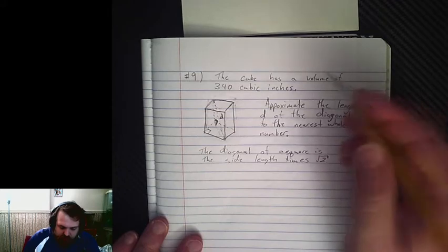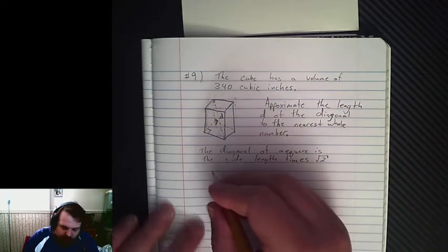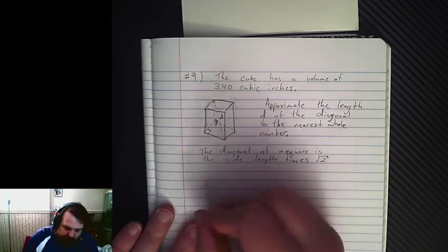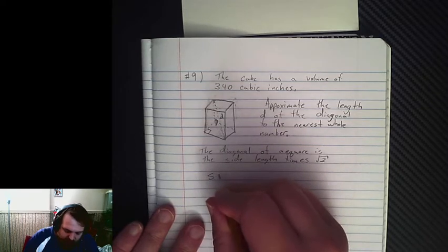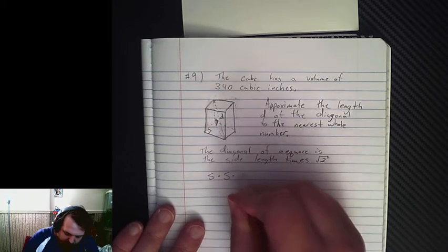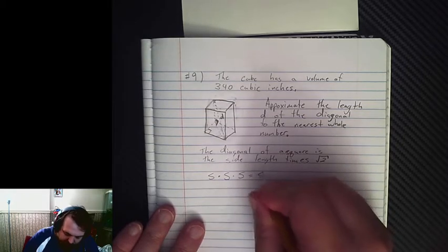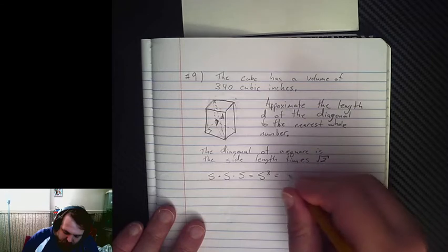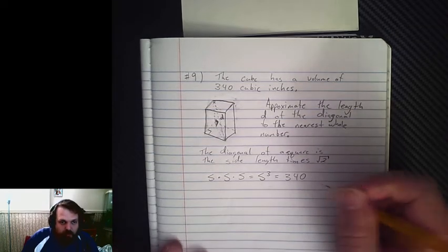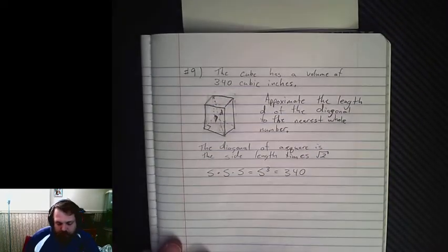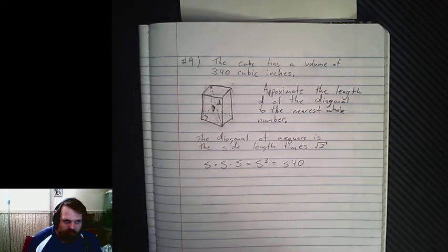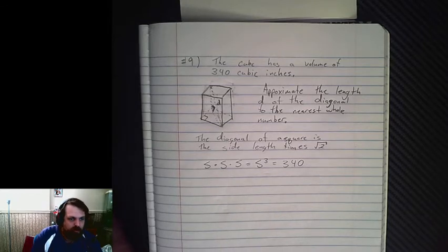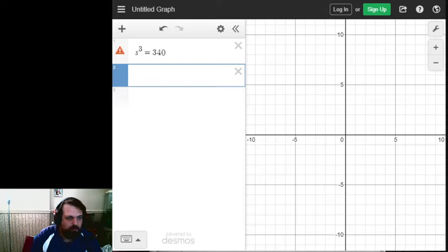So we know we have this cube, and to find the volume of a cube, it is going to be the side length multiplied by the side length multiplied by the side length, or s cubed, is going to equal 340 cubic inches. Okay, so we could calculate the side length, and if you wanted to do that, you could do that in Desmos. Okay, so let's go ahead and open that up.